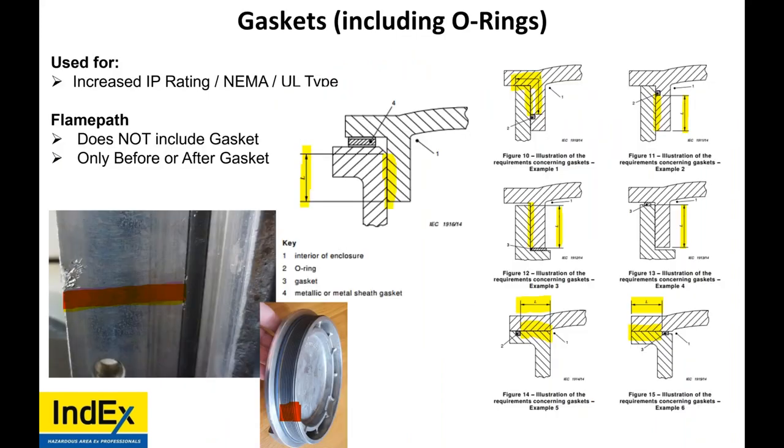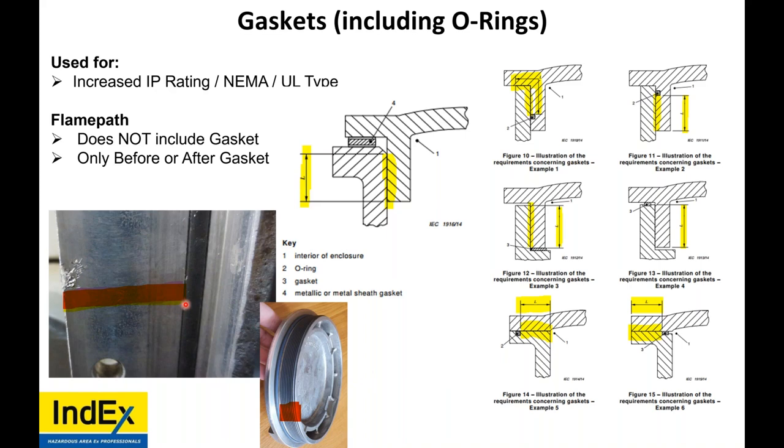Now, when we talk about gaskets or O-rings, this is an issue that few seem to understand, where the flame path now applies. The gasket or O-ring is used to increase the IP rating or change its NEMA rating or UL type. The flame path does not include the gasket. And the flame path is either before or after the gasket, depending where it's installed.